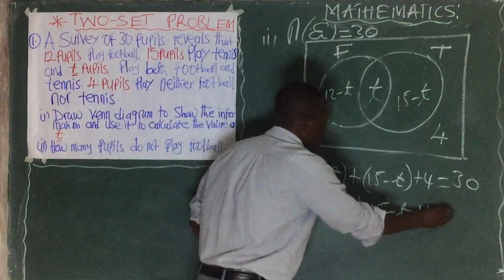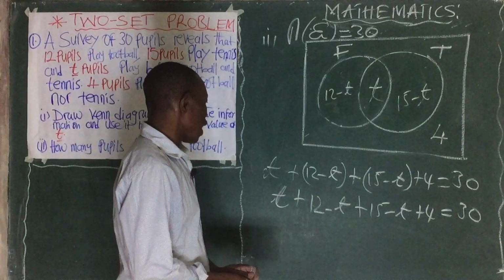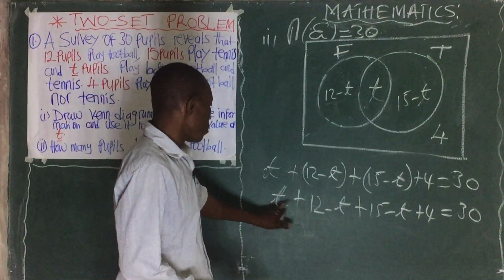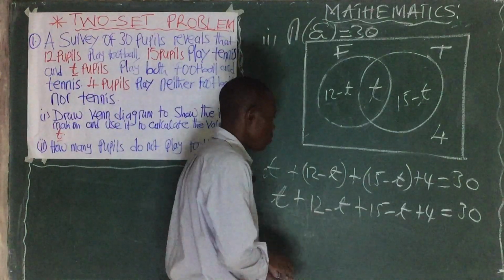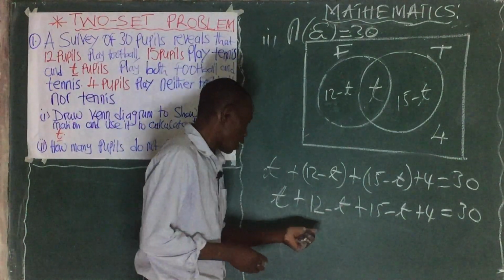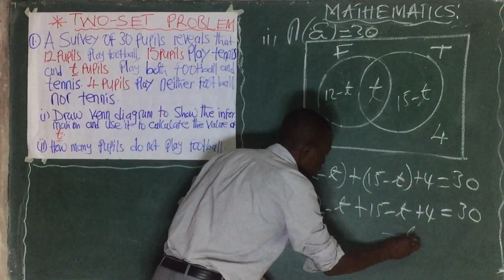Then here plus 4 is equal to what? 30. So if we can play the game with the like terms, we have t minus t, we get 0. And then here we're remaining with minus t. It means the result that we get from the simplification of the t's is negative t here.